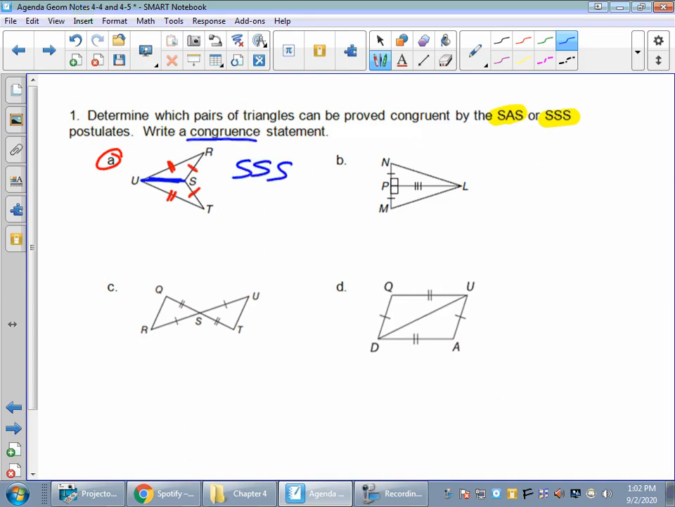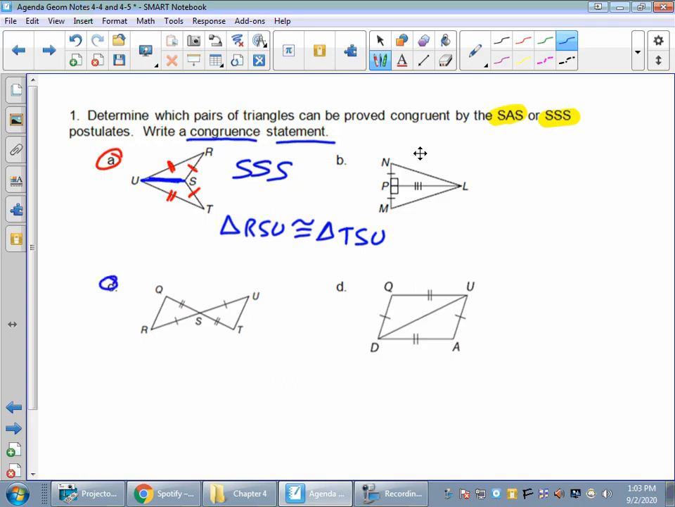Okay, and in the congruence statement that we would write here would then say triangle RSU, the one that's kind of laying on top of it, would be congruent to triangle TSU. And you just have to be careful of the order there and make sure that you're listing the congruent sides with one another. And then let's go down to the letter C for this one.